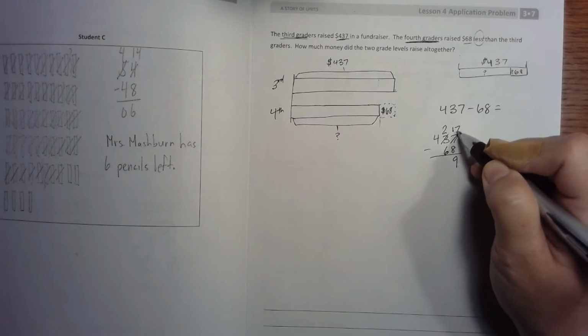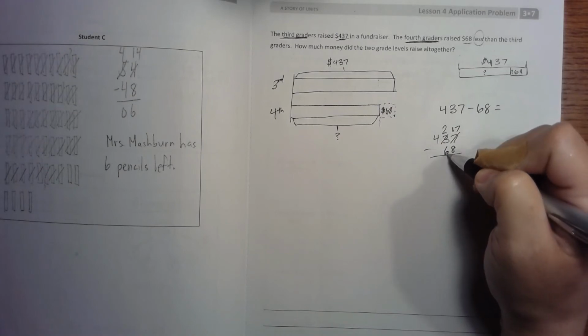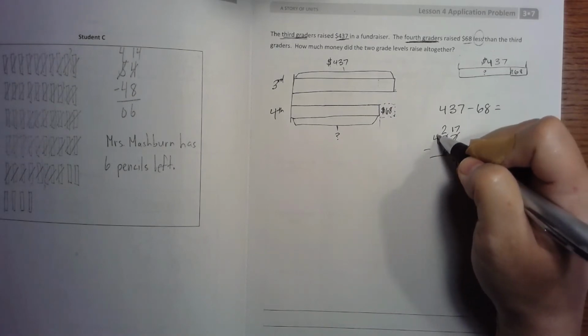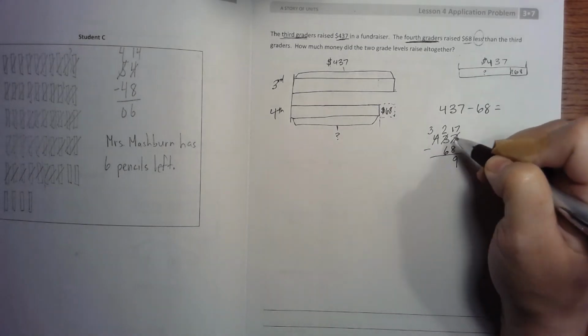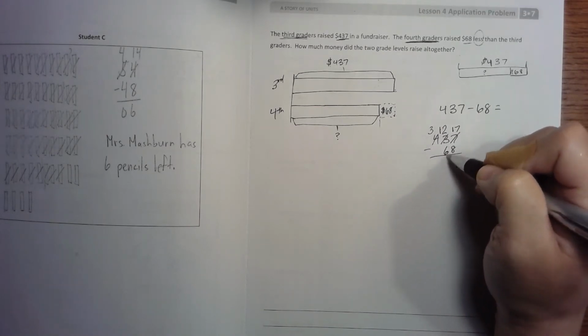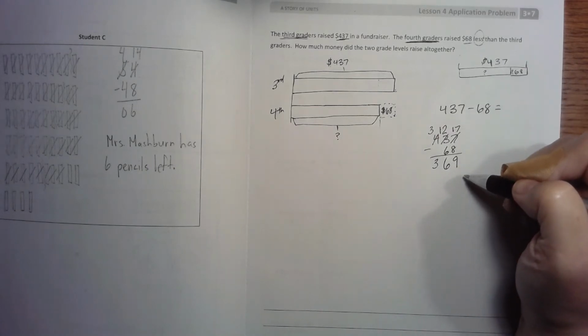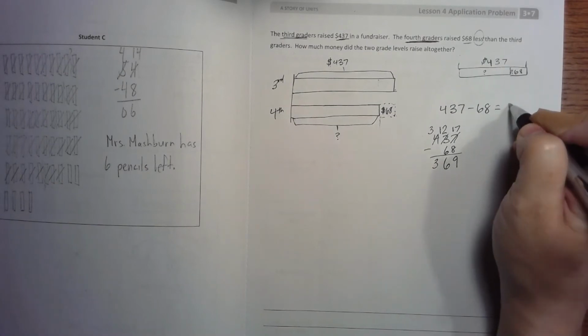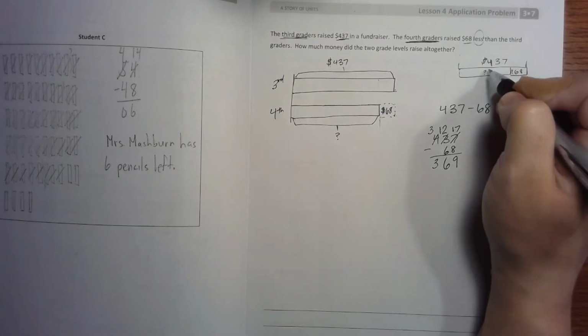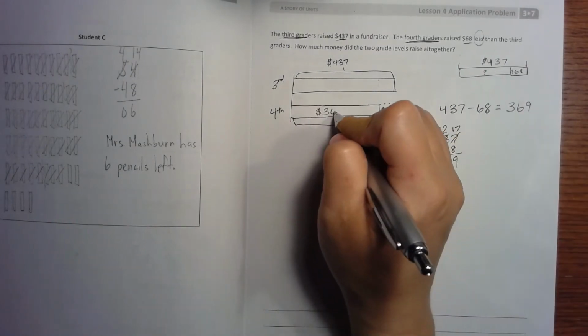Is 9 plus 8 17? Yep. Now 2 minus 6, 2 tens minus 6 tens. Well, we can't do that either, so we're going to borrow. We'll leave 3 here and bring the 10. So now we have 12 minus 6 is 6. So 369. Yay, are we done? No, we just figured out what was missing. So we figured out the fourth graders raised $369.